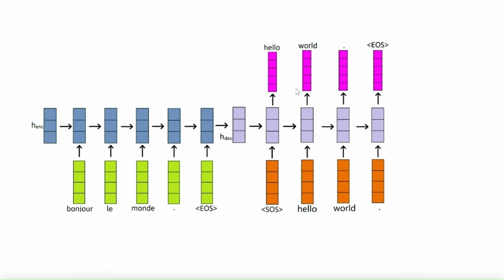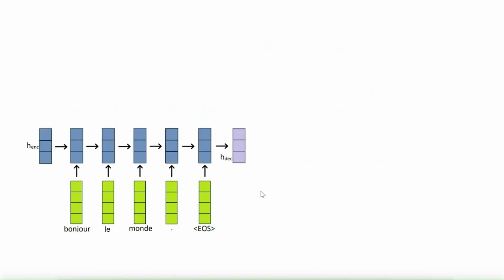So this brings us to the introduction of the attention mechanism. And here let's look at our encoder block.